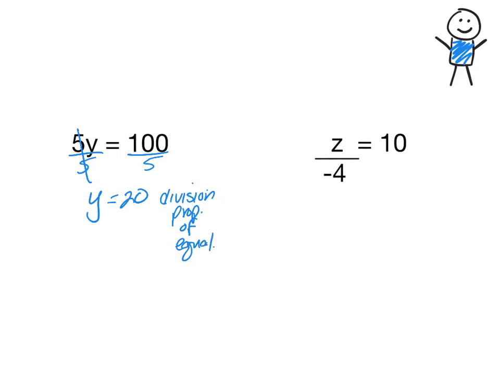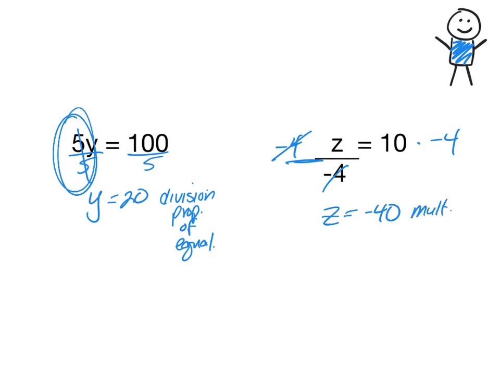On the right side, you got z divided by negative 4 equals 10, and to undo division, we need to do the opposite operation, which is multiplication. So I'm going to multiply both sides by negative 4 because of the multiplication property of equality. We wind up with negative 4 over negative 4, which cancels much like the 5s did in the previous problem. We're left with z equals 10 times negative 4 gives me negative 40. The justification for z being equal to negative 40 is because of the multiplication property of equality.